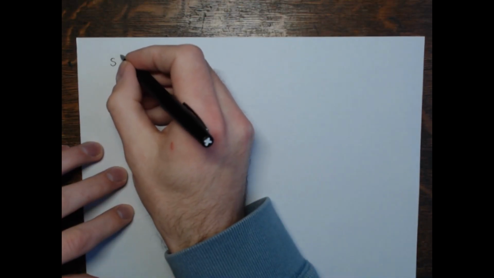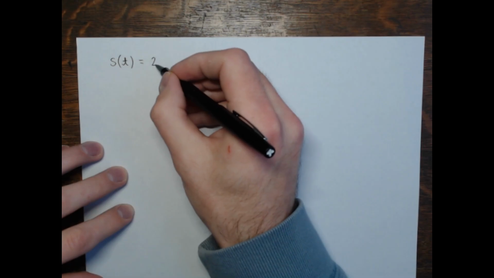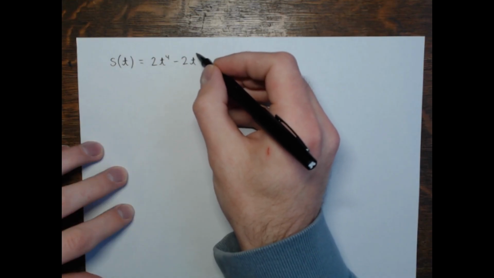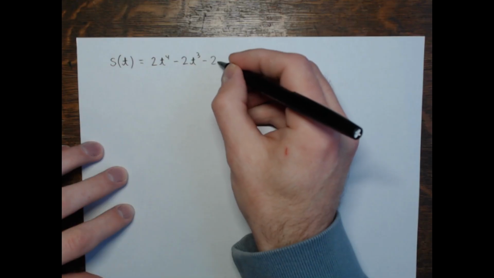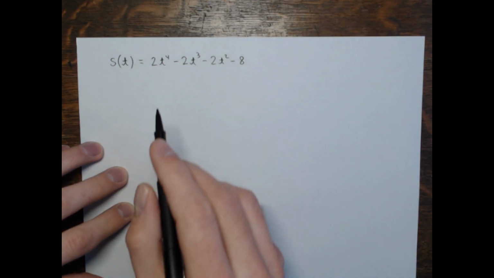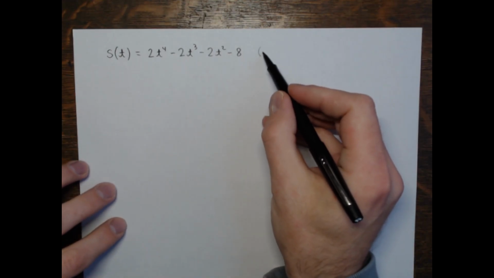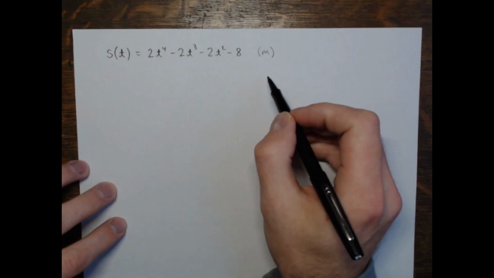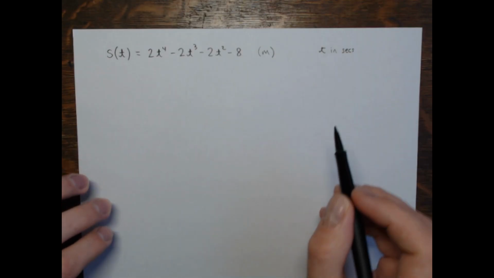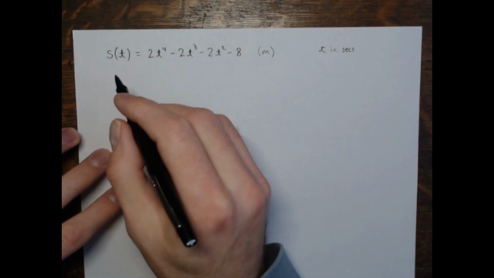So our position at any given time is given by this expression: 2t to the fourth minus 2t cubed minus 2t squared, then minus 8. They ask us for the acceleration function, and this is in meters, and time is in seconds. It doesn't really matter here. They just want the expression for the acceleration, but still, I'll talk about the units as well.